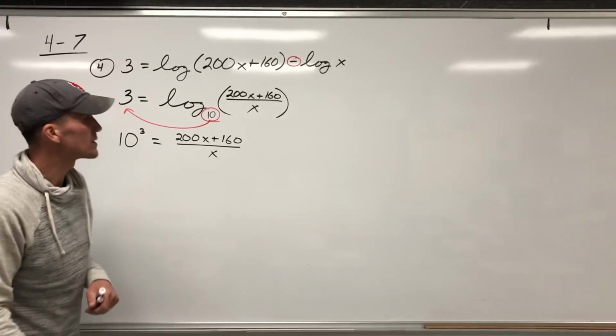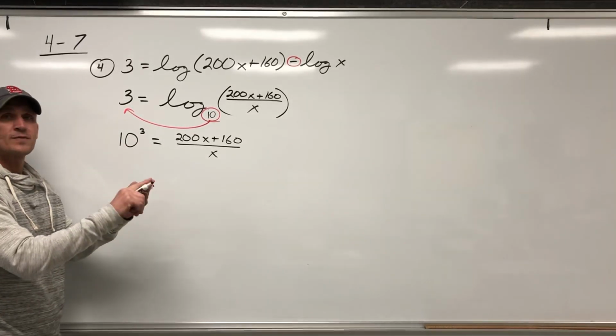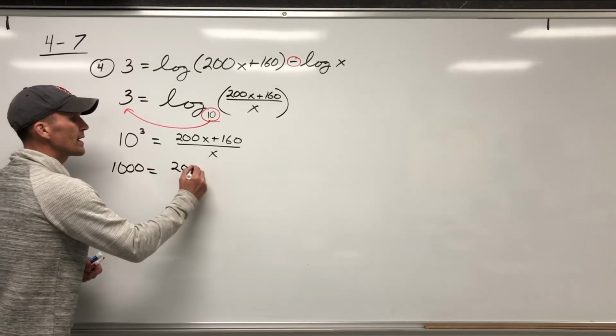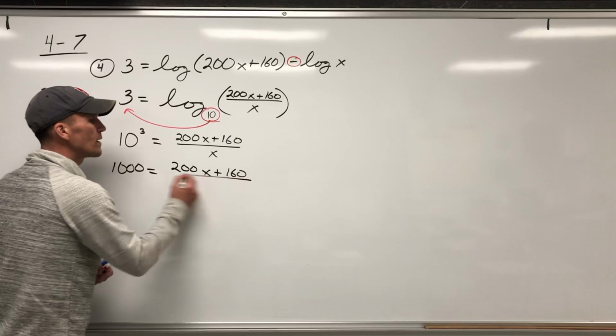Honestly, at this point, there's no more Algebra 2. It's all Algebra 1 material. 10 cubed, 10 times 10 times 10 is 1,000, equals 200x plus 160 over x.